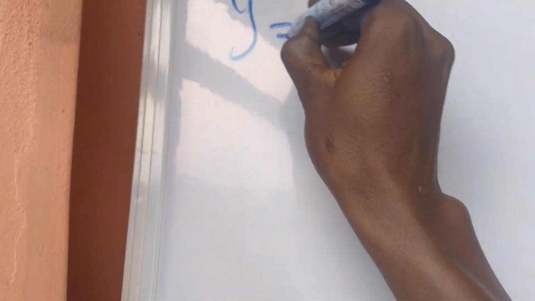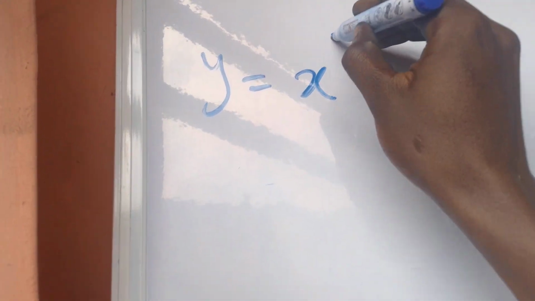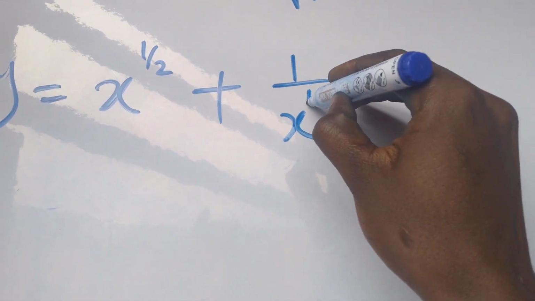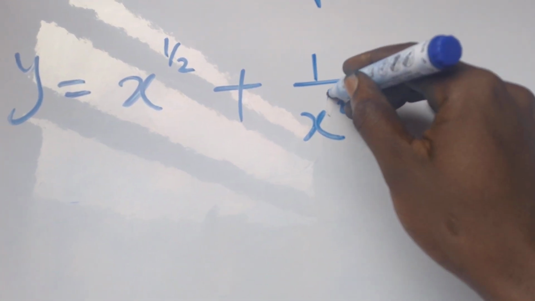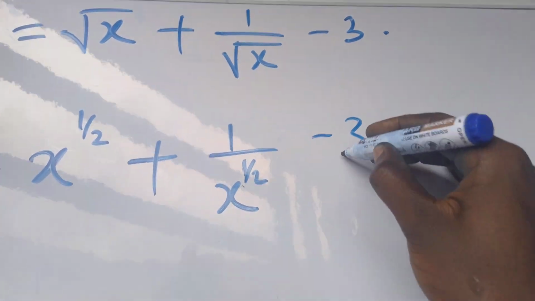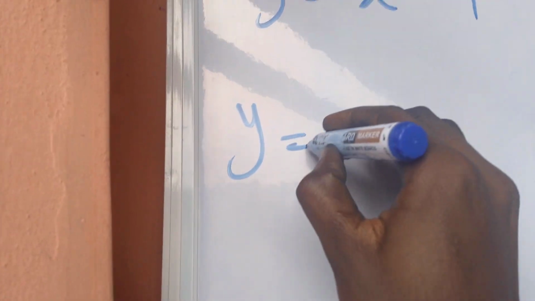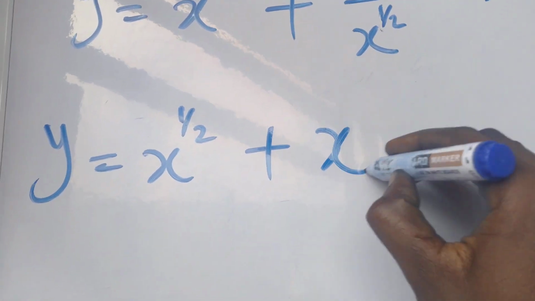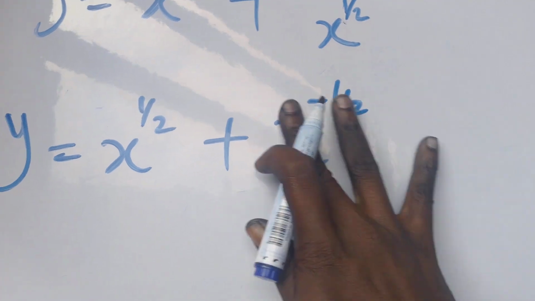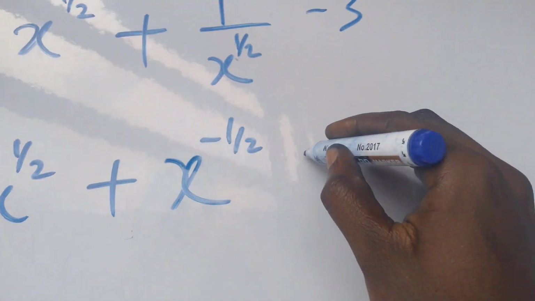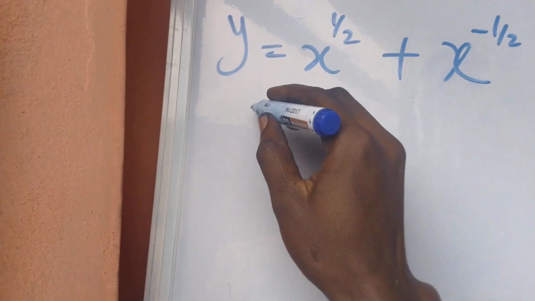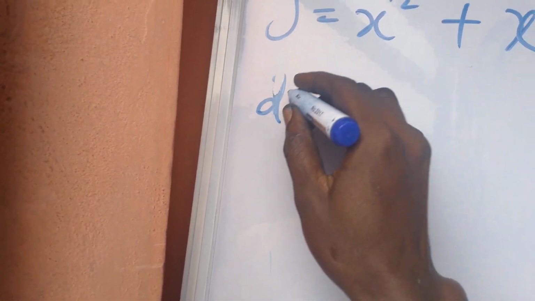So y now will be equal to, convert this to index form, that is x raised to power half, plus, convert this one to index form, that is 1 over x raised to power half, minus 3. So that means y will be equal to x raised to power half plus x raised to power minus half, minus 3. Okay, so this reciprocal now is negative. So I can then differentiate this.